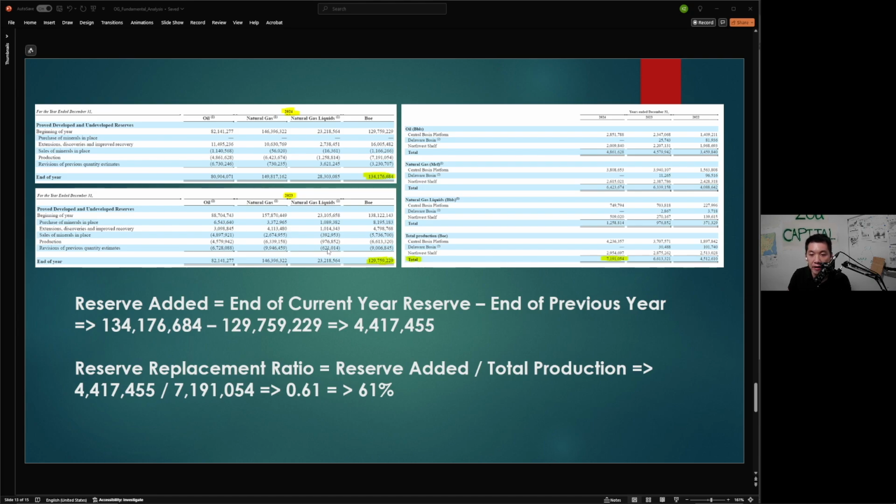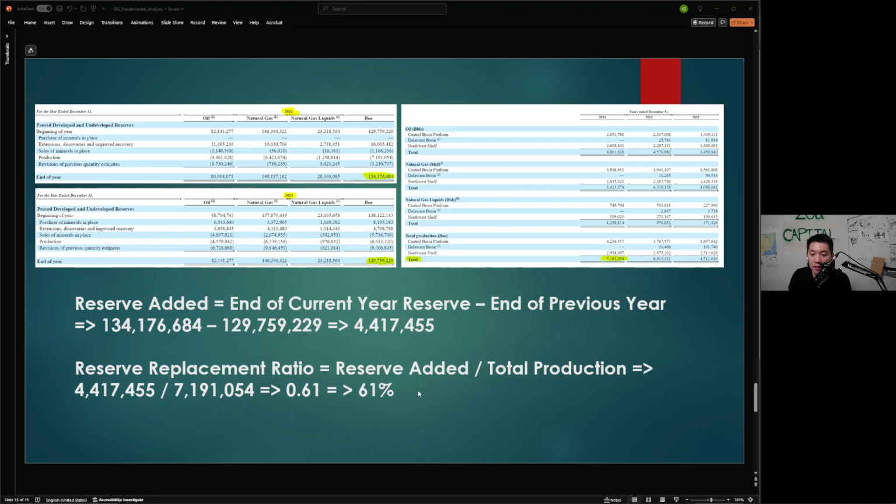For example, here in Ring Energy's case, if you do the math, their reserves added was around 4.4 million in 2024. Their production is around 7.2 million. So this results in 0.61, which is around 61%. This is below 100%, which is bad in general. However, since this company has 18 years of production remaining, and the industry average is currently around 10, it is totally fine for them to deplete reserves since they have so much additional.